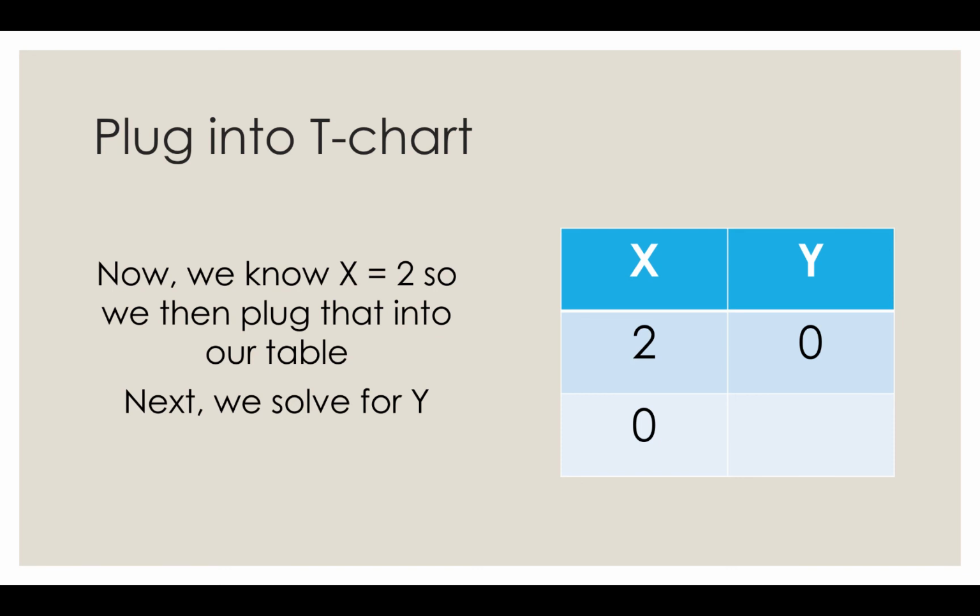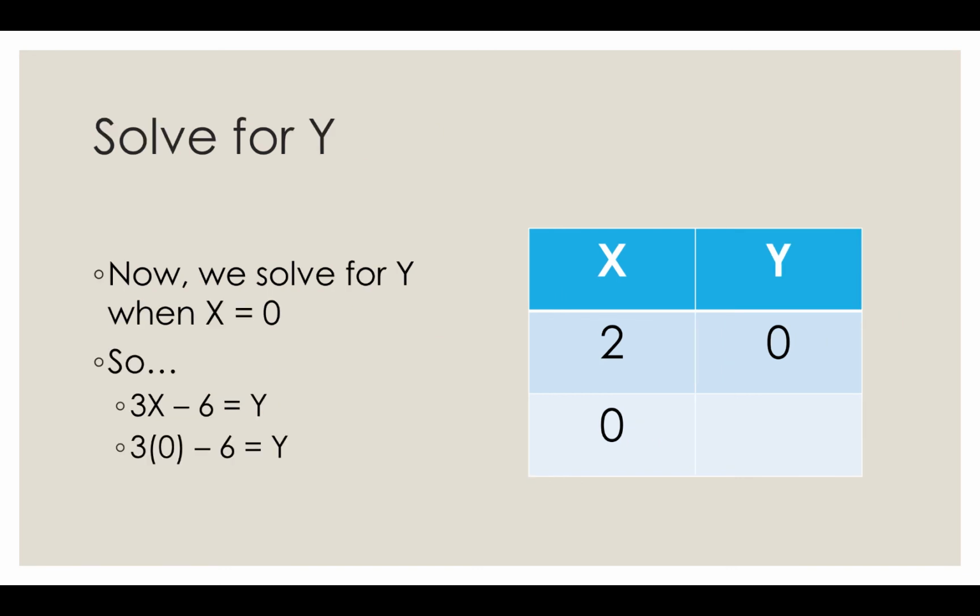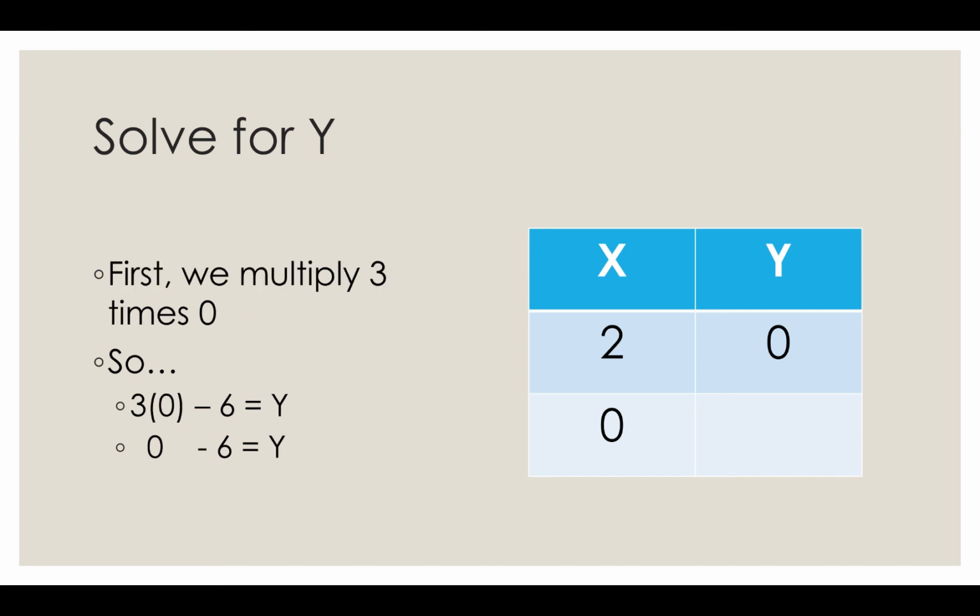Now let's solve for our y-intercept. To do this, we set x equal to 0, like we did with y earlier. So, in our original equation of 3x minus 6 equals y, we now have x equal to 0, which changes the equation into 3 times 0 minus 6 equals y.